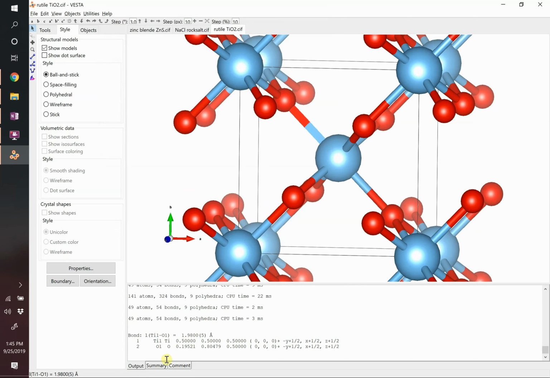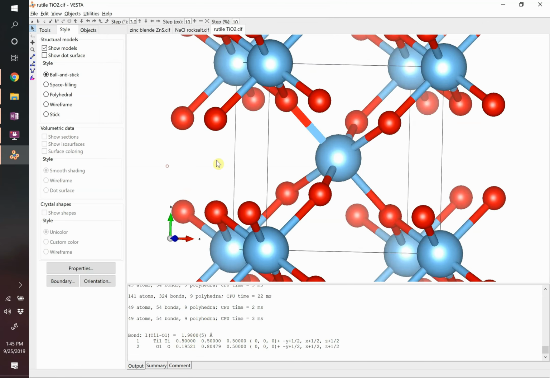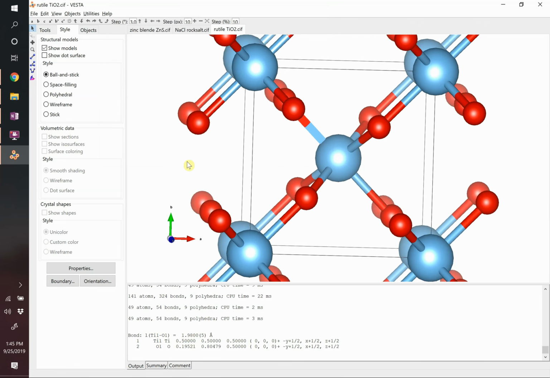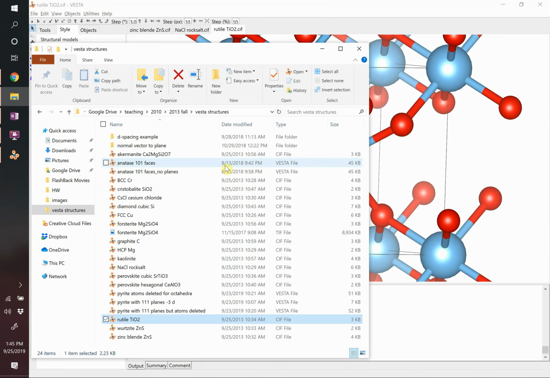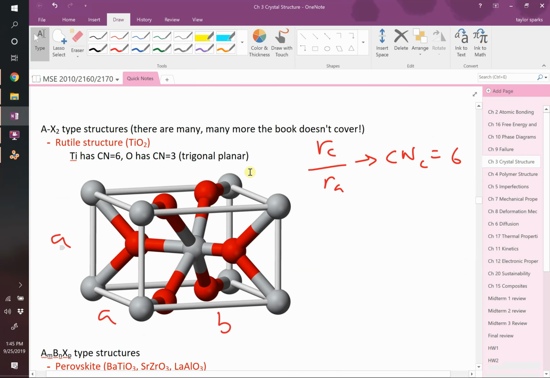So this software is powerful. That's why I'm teaching you how to use it. It's free. It's powerful. It tells you all these bond distances, and it shows you where they touch in this crystal structure. Okay? We're out of time, so we'll pick up here next time.